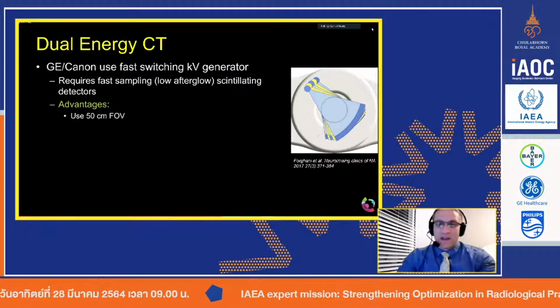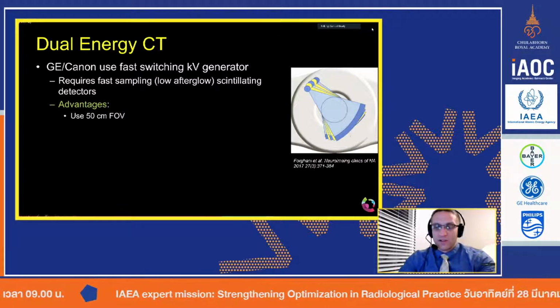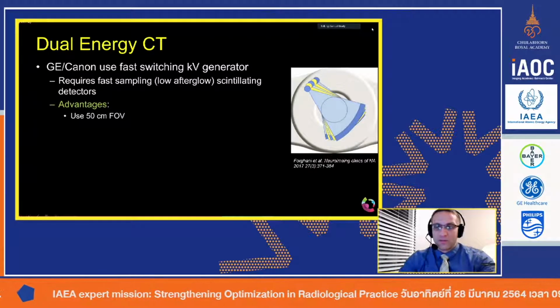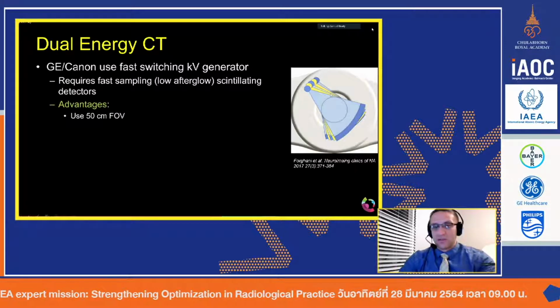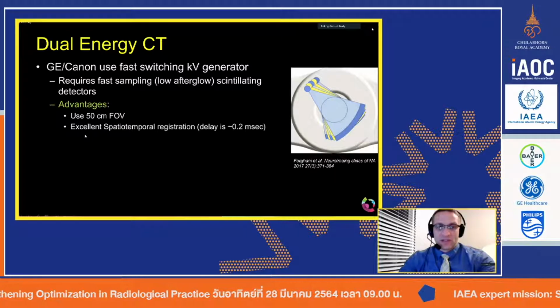One of the major advantages of this is because it's one X-ray tube, one detector, you have the full 50 centimeter field of view as an option. You're not limited like the Siemens dual source scanner.